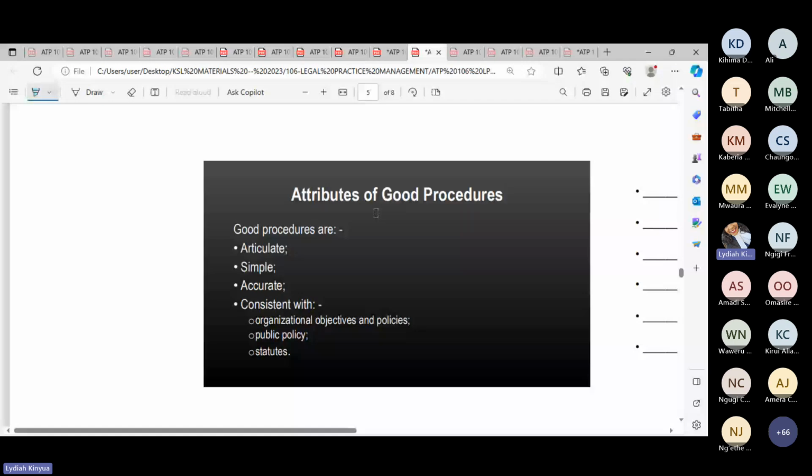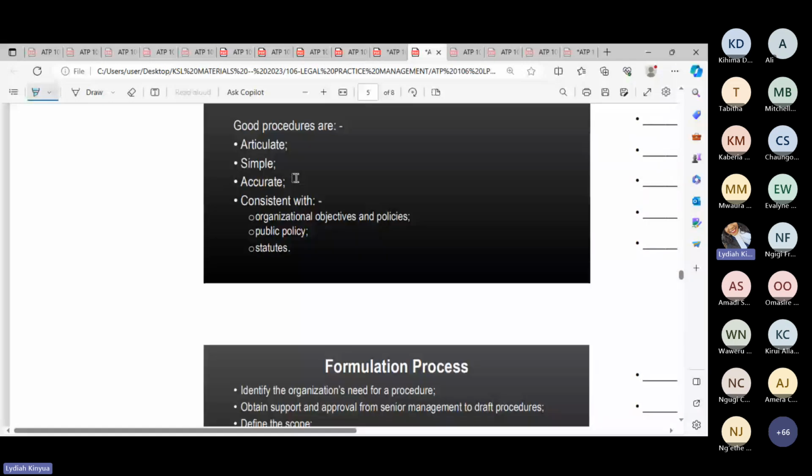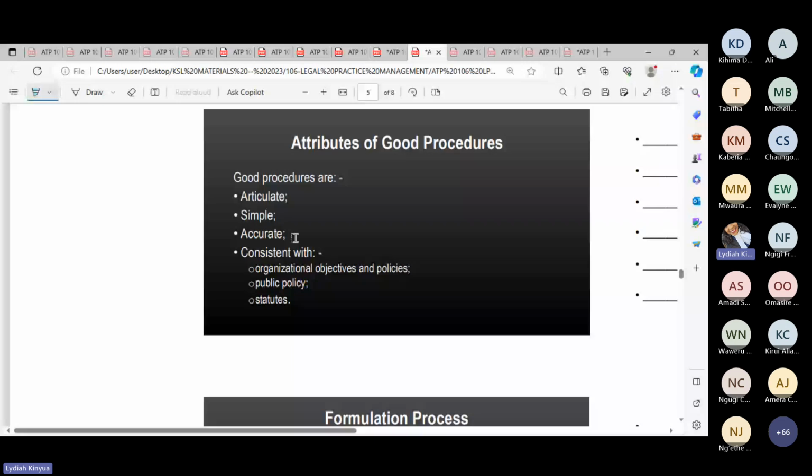So the attributes of a good procedure: it is articulate. Articulate means it is very straight to the point, doesn't beat around the bush. It is very simple, easy to understand. Everybody can understand easily because it's going to be used by the employees largely. Equally, it is very accurate and consistent with the statutes, because it cannot be inconsistent with the statute. So those are the attributes of a good procedure: articulate, simple, accurate, consistent with statutes, among others.